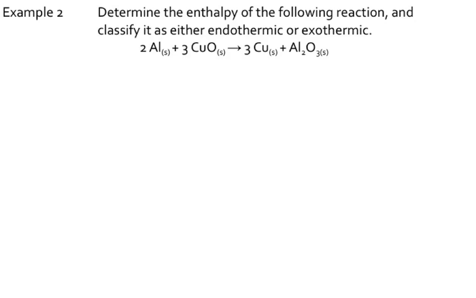Slightly more complex chemical reaction here. Now we have multiple reactants and multiple products. We also have 2 aluminum, 3 copper oxide, which just makes the math a little more difficult. We still need to look up the delta H's for each of these.